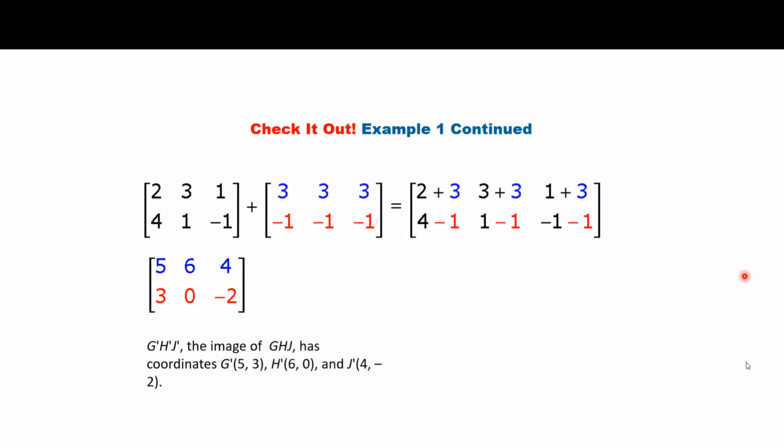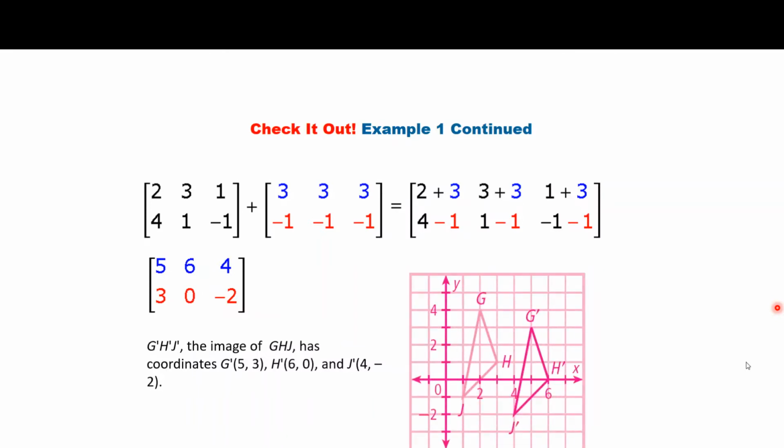Okay, so G prime, H prime, J prime, the image of G, H, J has these coordinates: 5, 3, 6, 0, and 4, negative 2. And so next we have to draw them on a graph.